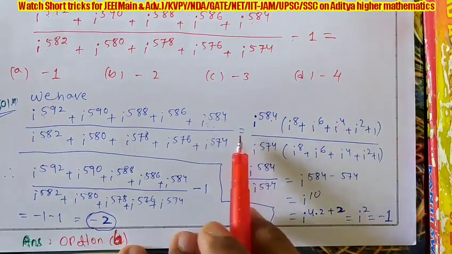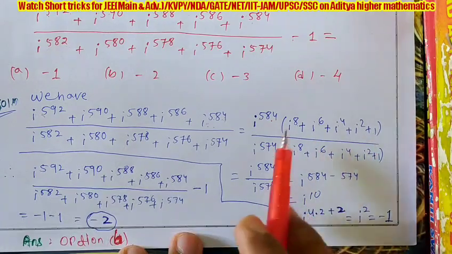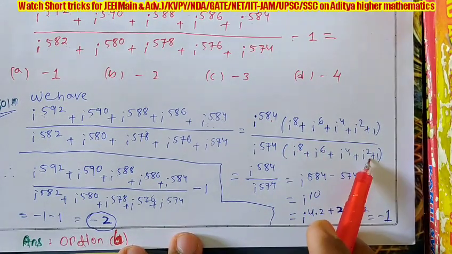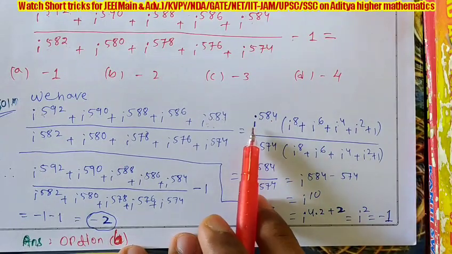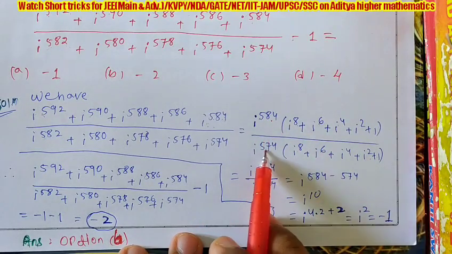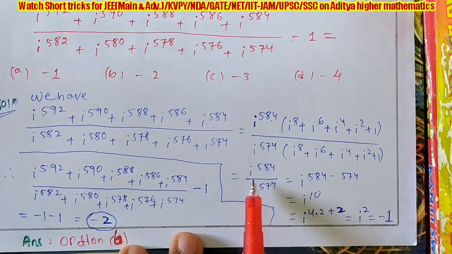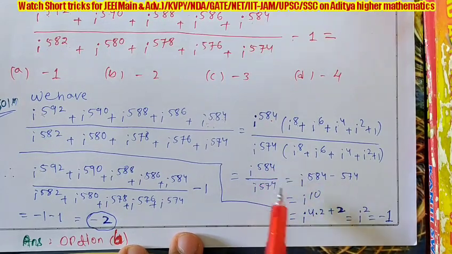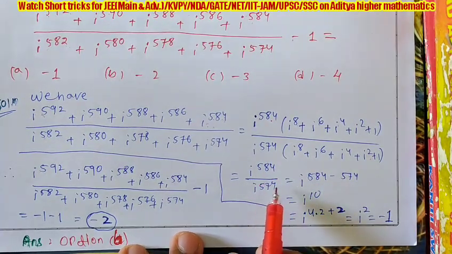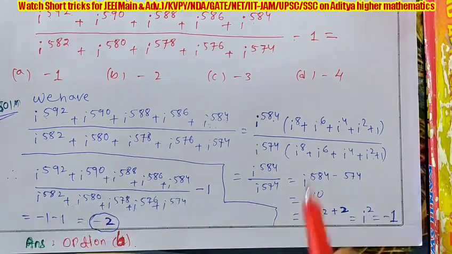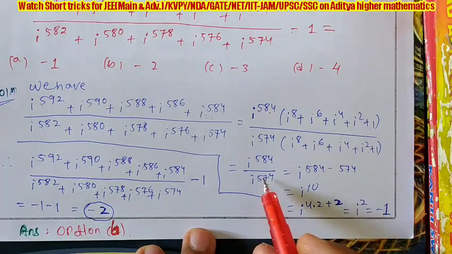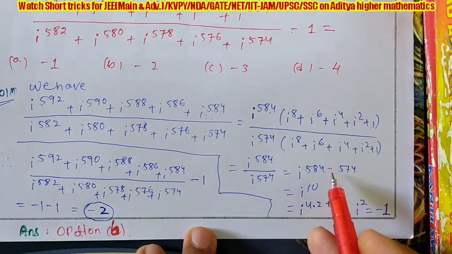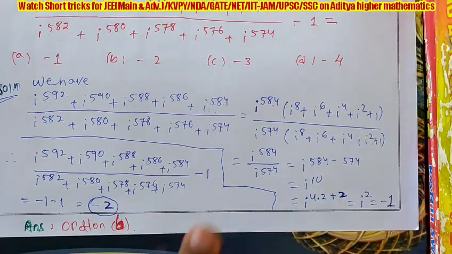Now we are getting the same thing within the bracket in both numerator and denominator. Now you can cancel both. After cancellation, the numerator is i to the power 584, and the denominator, taking 574 common, is i to the power 574. Simple mathematics, we are just cancelling. Since it is division, you have to subtract the powers: 584 minus 574, so i to the power 10.